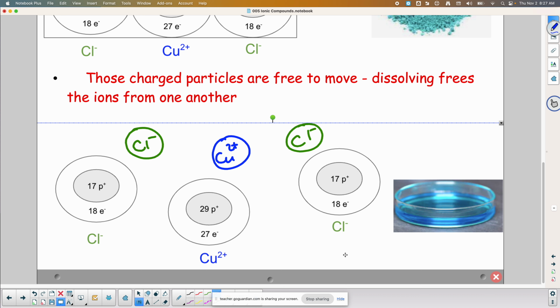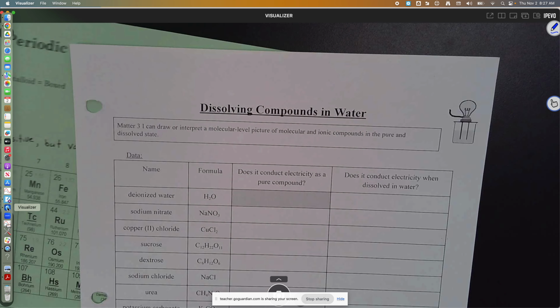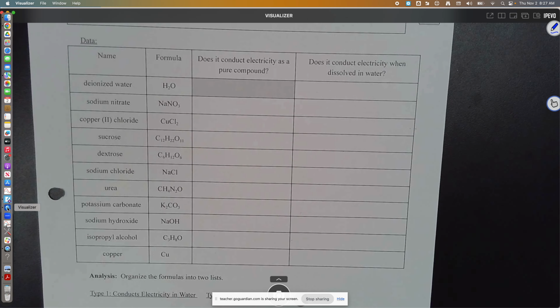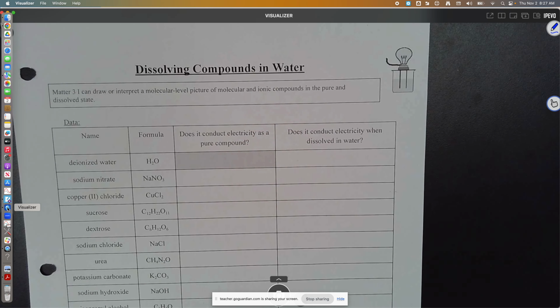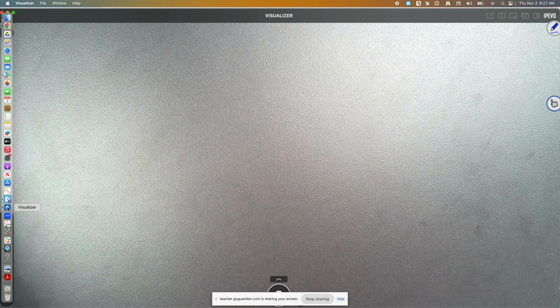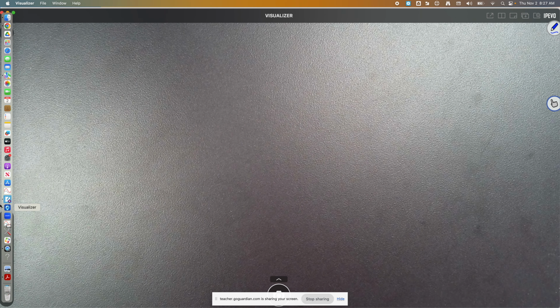So at this point, I want you to get your dissolving compounds in water sheet back out again. So we have a whole bunch of data on the front here about things that conduct and things that don't. We need to work toward getting the pictures filled in on the back of this thing.